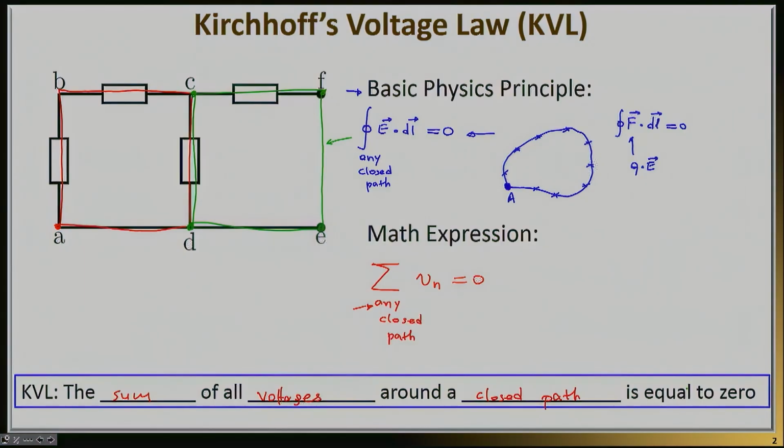Both of these paths must satisfy KVL, that the sum of the voltage drops across the path must be equal to zero. Also, you could choose another path. You could go from A to B to C to F down to E, D, and A. Here's another closed path. It doesn't have to be the smallest path that you see in front of you. For any closed path, KVL must be true.